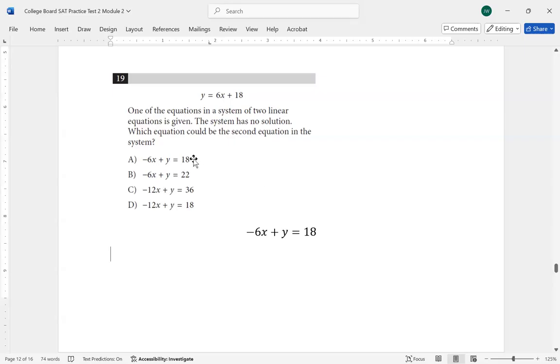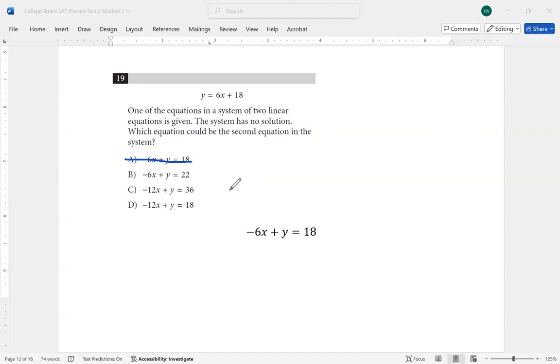Now, if we're looking at these options, option A is clearly the same equation as the given equation. So if those two are the same equations, the system of linear equations is going to have infinitely many solutions. So option A does not work. Option B, well, it's going to have the same slope because the coefficients of X and Y are the same. And it's not going to have the same y-intercept because 18 and 22 are different.